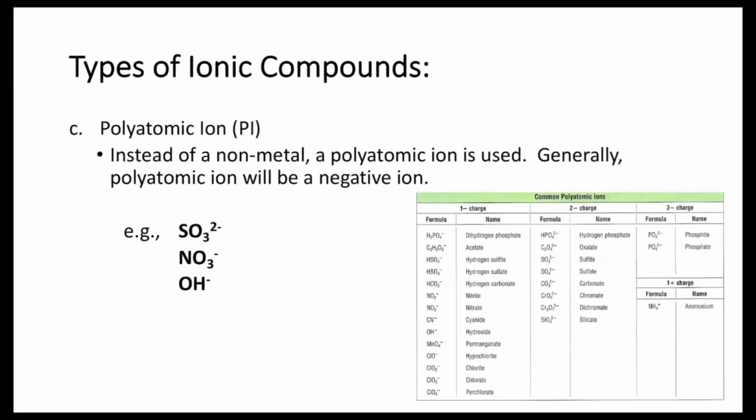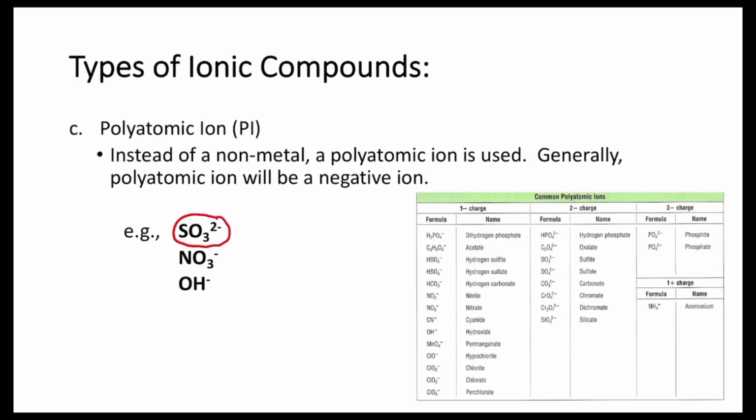So another type of ionic compound can involve a polyatomic ion. So instead of a non-metal, a polyatomic ion is used. And generally, polyatomic ions will be a negative ion. So polyatomic simply means that it's made up of more than one thing. If you look at this individually, on the chart to the right, this is a sulfite ion, and it is made up of sulfur and 3 oxygens.